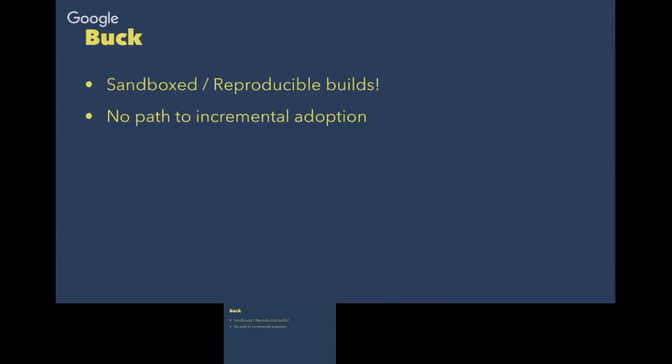Then we went to the one our friends down the street, Airbnb, were using, Buck. Buck, I'm sure many are familiar with. It has the promise of sandboxed and reproducible builds, and I believe it delivers on that. But for us, there was really not a great path to incremental adoption. We were trying to build a subset of our application using Buck, but building multiple architectures involved actually hacking within Buck, producing our own custom fork. And we decided at the same time that we came across Bazel, we didn't want to do that.